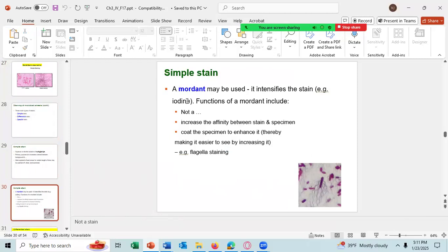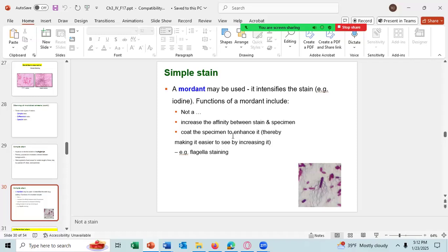It does not really dye anything in the cell. It just intensifies the stain of the first stain. The iodine complexes with the crystal violet, making a larger molecule, increasing the affinity between the stain and the specimen, making the cell more visible, usually more intensely stained.